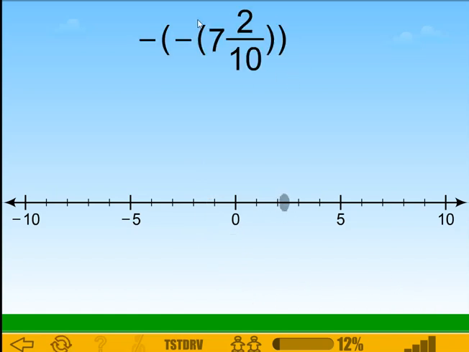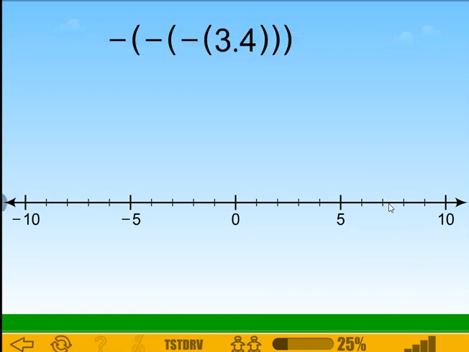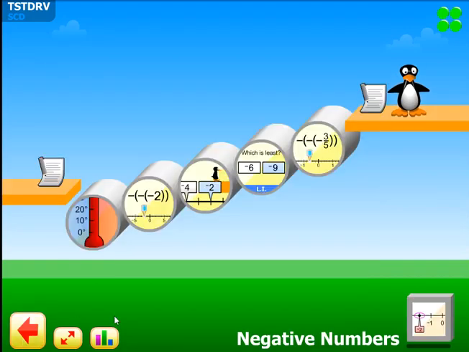All right, so this is combining mixed fractions, which at this point in the year we haven't learned yet, with integers. So have some fun with it. 7 and 2/10. Negative 7 and a little bit. Negative, negative 7 and a little bit is back to positive 7 and a little bit. There you go. So that is negative numbers. Enjoy.